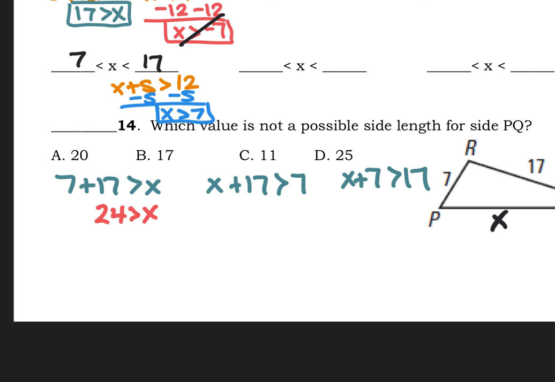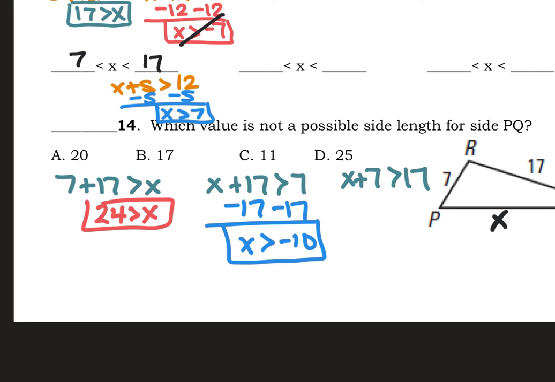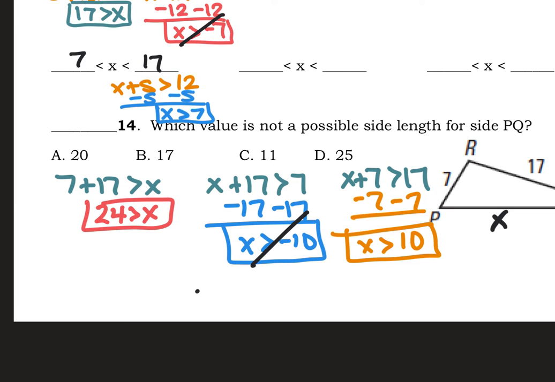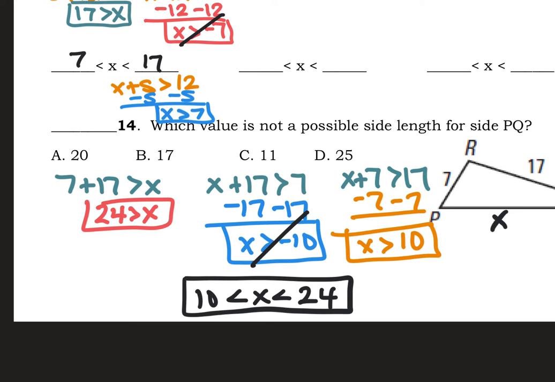On the next one, what are we going to do? Subtract 17. And we get X is going to be greater than -10. And then on the last one, we're just going to subtract 7. We get X has to be greater than 10. So what values do we look at? Positives, not the negatives. Good. 10, X, and 24. Remember, your largest goes on the right, smallest goes on the left, minimum to max.